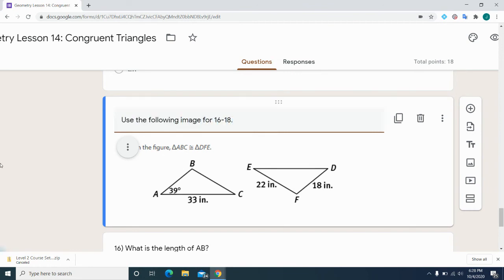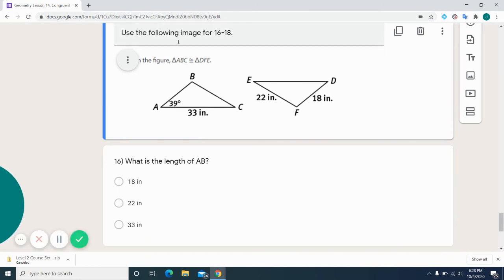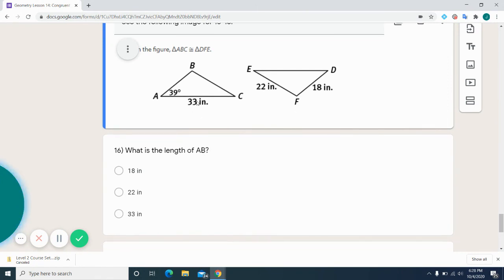All right, so ABC equals DFE. So angle A equals angle D, angle B equals angle F, angle C equals angle E. Side AB is same as DF. Side AC is same as side DE. See how that works? So what is the length of AB?